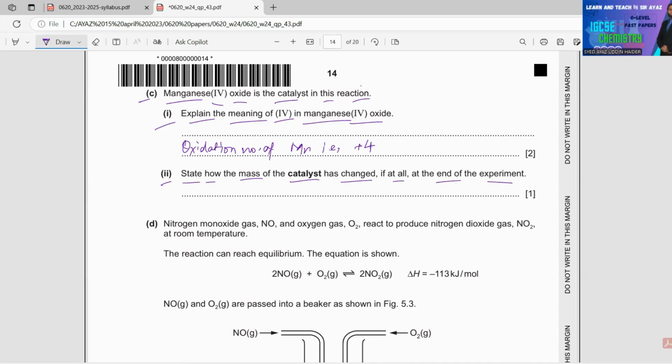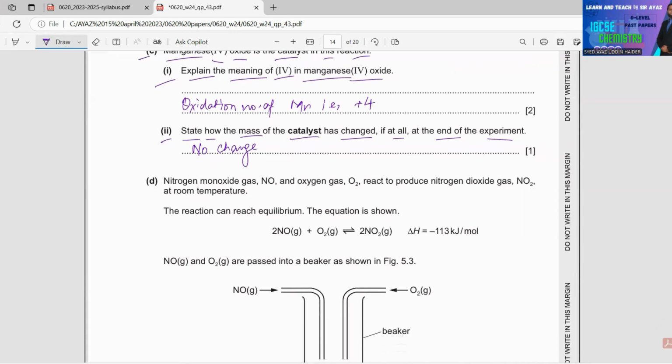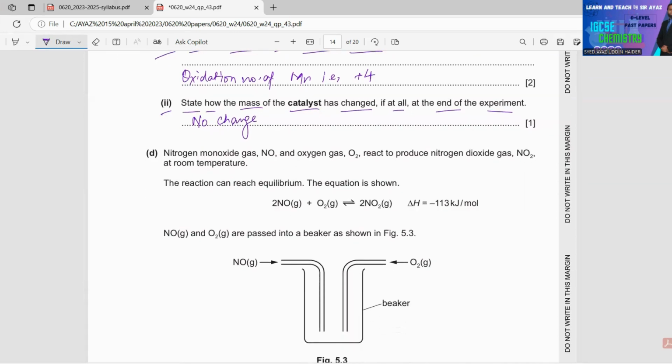Number 2, state how the mass of the catalyst has changed, if at all, at the end of the experiment. So there won't be any change in the mass. So you write no change. The mass of the catalyst will not change. The mass will remain same. Only the physical state of the catalyst changes at the end of the reaction.